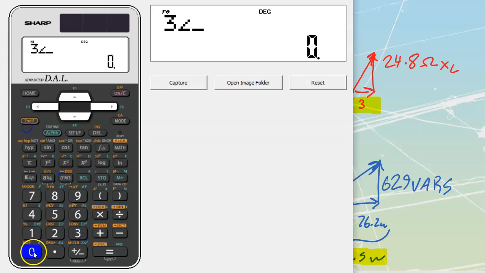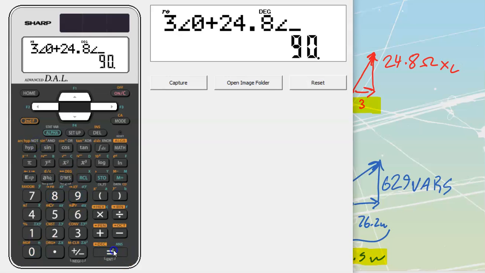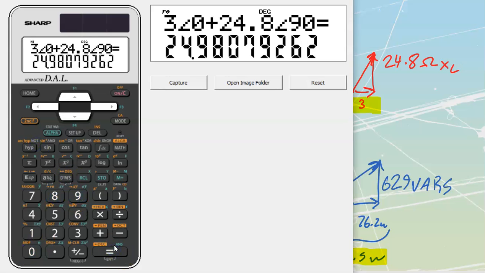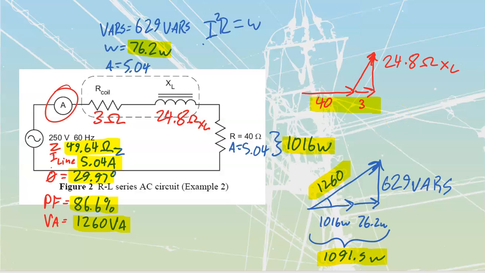3 angle 0 plus 24.8 angle 90 is going to get me to a value of 24.98. That's going to be my total impedance of that coil at an angle of 83.1 degrees. This is something that we do need to write down because that's our actual phase angle, 83.1 degrees, for that.